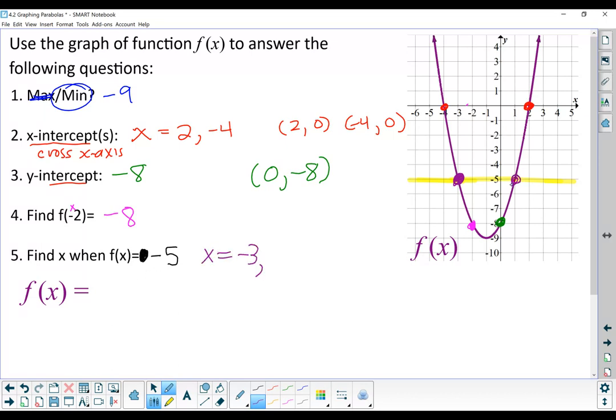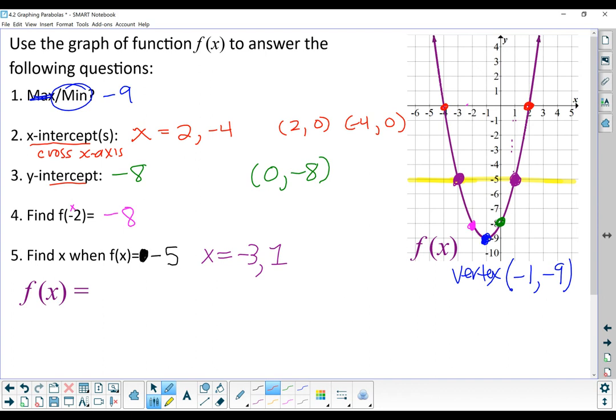And then again, it has that height on its way up. And for this one, our x value is positive 1. Okay, the last thing is to write the equation. So our vertex is right here at negative 1, negative 9.